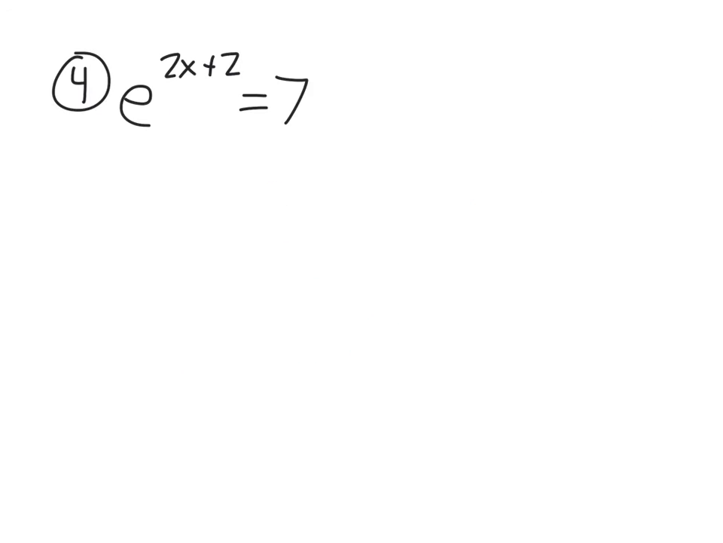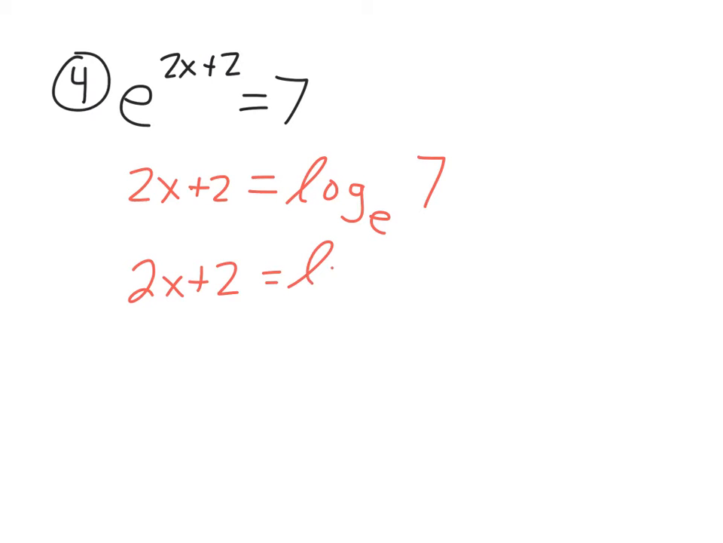In our next example, example 4, we have a slightly more complicated exponent, but we go about it the same way. We say 2x plus 2 is the exponent on e, remember that's natural log or log naturel, that gives me 7. So this is 2x plus 2 equals the ln of 7. Now I'm going to need to isolate the x over here by doing a couple algebra steps.